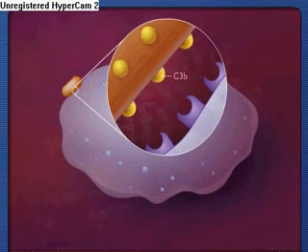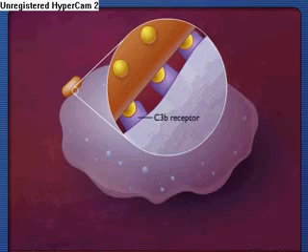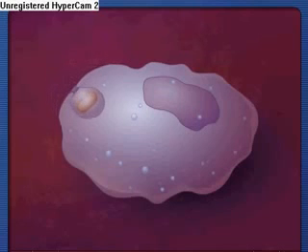For example, the C3b component of complement coats bacteria or other particles and then binds to C3b receptors on the phagocyte. This process of coating to enhance phagocytosis is called opsonization. The microorganism is then engulfed by the phagocyte into a vacuole known as a phagosome.